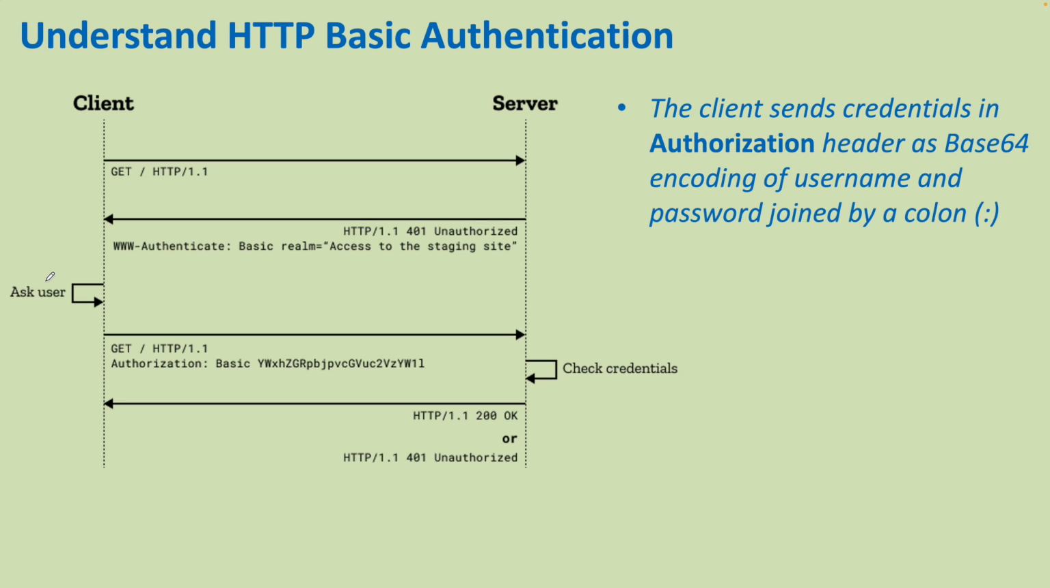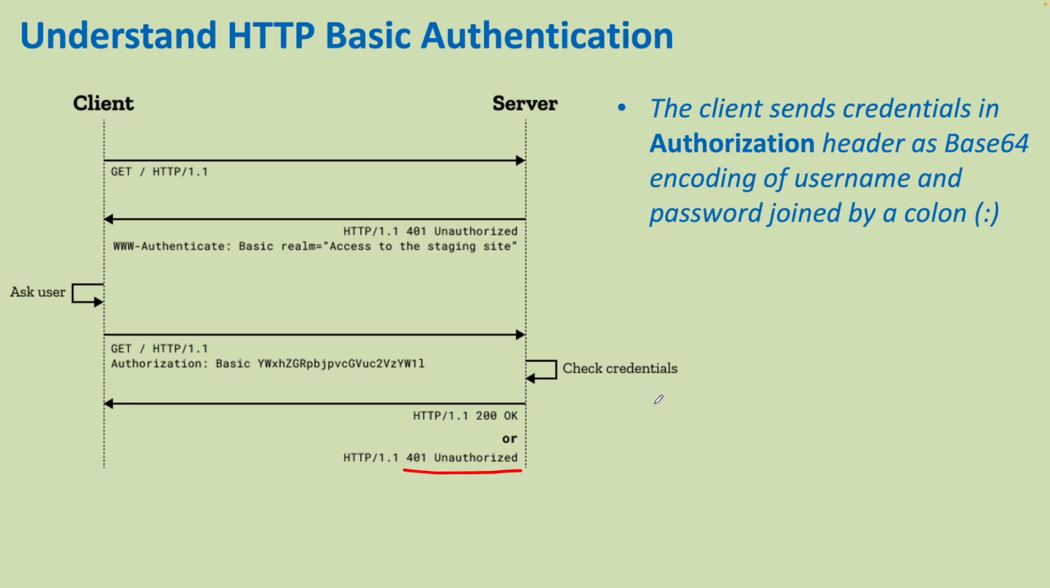And then the client sends another GET request to access the protected resource with the header Authorization: Basic, and then the base64 encoding of the combination of username and password. And on the server side, it checks whether the credentials are valid or not. If the credentials are valid, the server returns status 200 OK with the protected resource. Else, if the credentials are invalid, the server returns status 401 Unauthorized. So that's basically how HTTP basic authentication works.